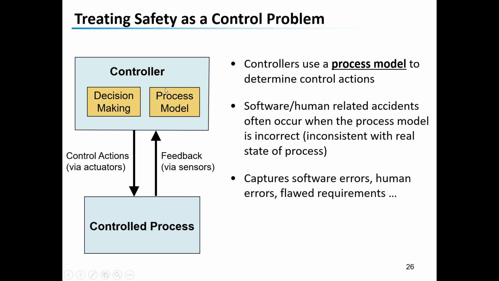Accidents that are related to software or to humans often occur when the process model is incorrect. That is, it's inconsistent with the real state of the process. So in the Warsaw accident, the software thought that the plane was still airborne. It had gotten feedback from the weight on wheels sensors and wheel turning sensors that said this plane is not on the ground, it's still airborne. And so its process model became inconsistent with the control process and wouldn't allow the reverse thrusters to come on. This kind of model captures software errors, human errors, flawed requirements, and so on.